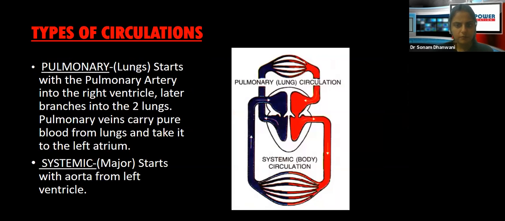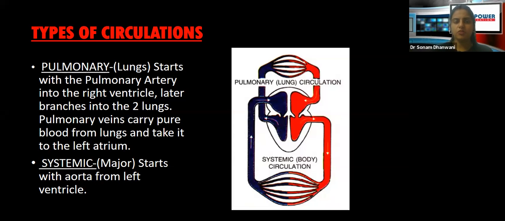All right. Now there are two types of basic circulation. First one is the pulmonary circulation, which we have usually seen. Pulmonary is always related to the lungs. So pulmonary circulation is the circulation with regards to the lungs. It starts with the pulmonary artery and ends with the pulmonary vein. The same thing is happening here, the purification of blood is happening in the lungs. It is starting with the right ventricle and ending at the left atrium. That is all you need to know.